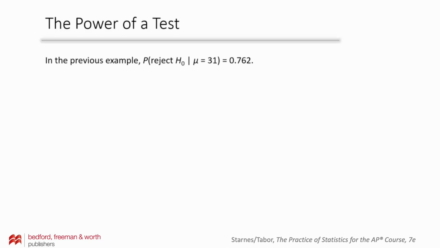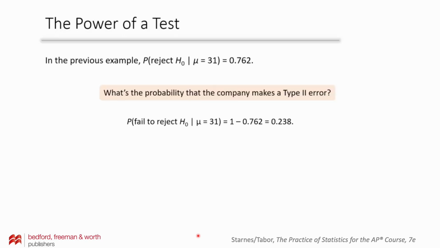Now, these are some calculations they can ask you to find for the power of a test. Notice that the previous example asked for the probability that we reject the null given that the mean is 31, and that was 0.762. They would have to give that to you unless they phrase it like this: what's the probability that the company makes a type 2 error? That's the probability of failing to reject the null, given that the mean is 31.